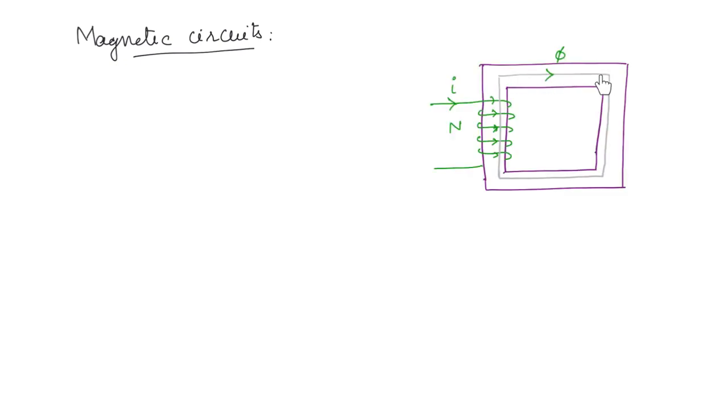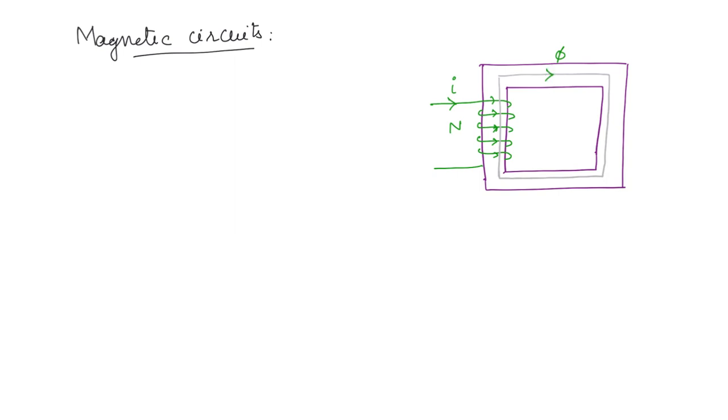Next we will discuss the magnetic circuits. What we do here is create an analogy with the electric circuit, and we try to analyze the magnetic system. Here we have a magnetic core on which a wire is wound, and the wire is carrying current I. So a flux phi is produced.